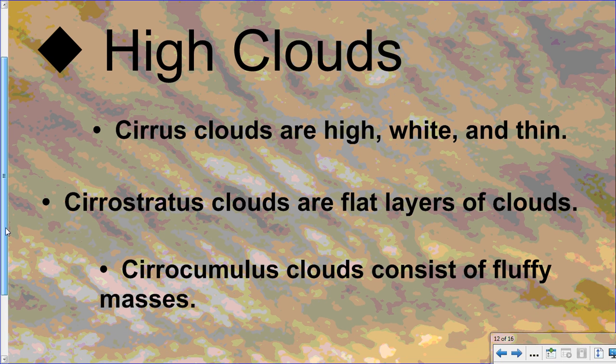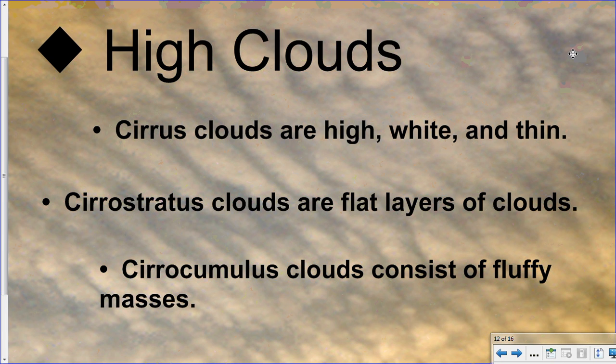So here's our cirrus. The example in the picture is cirrocumulus. They're still really high clouds, but they look like little puffs. It looks like you've taken cotton batting and stretched it out across the sky. Our cirrostratus would not have this little separation here. It would just be nice and thin and all the way across.